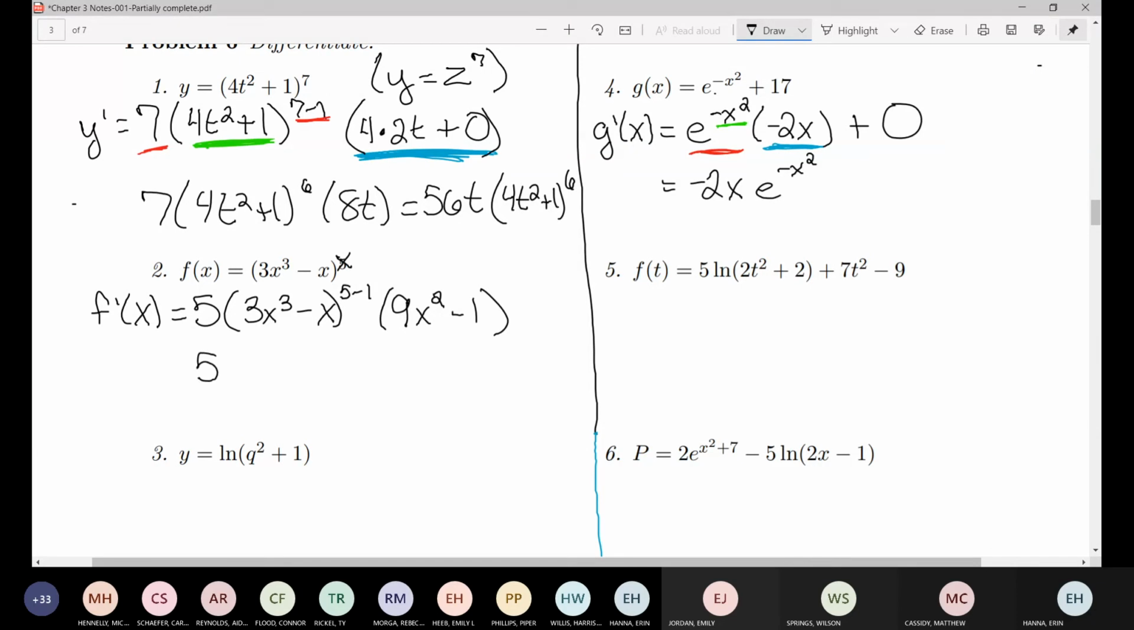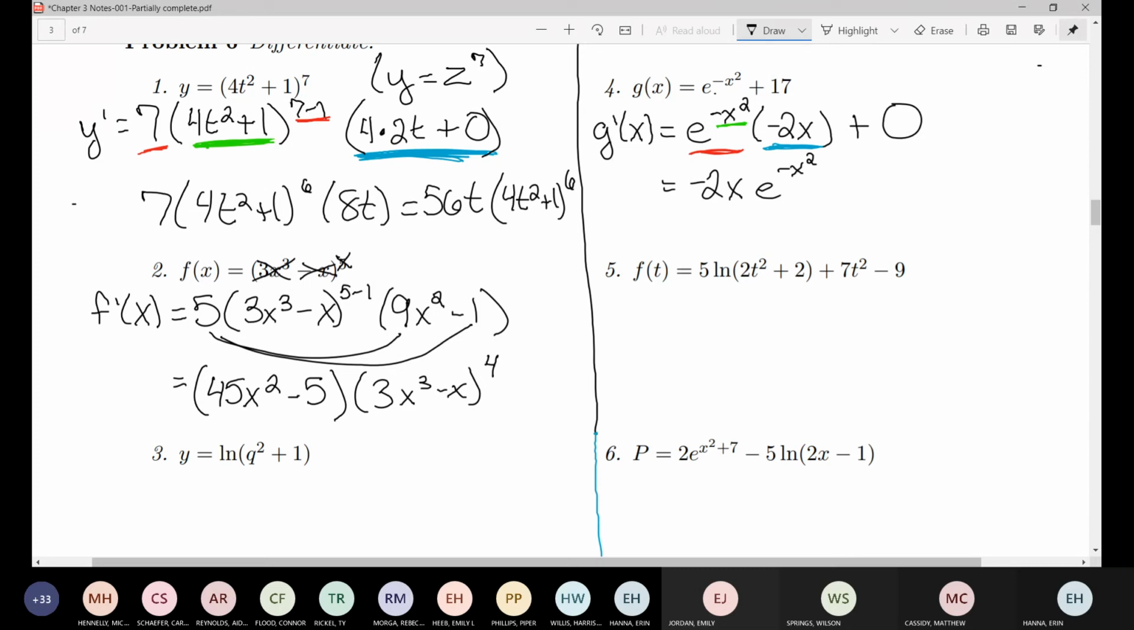If we wanted to clean this up just the tiniest bit, I'll even go a step further. I'm going to distribute that 5 into the parentheses, so 45x squared minus 5, and then 3x cubed minus x to the 4th. Once again, you don't need to simplify if you don't want to, though for chapter 4 we'll eventually want to, but focus on getting the rules down first before worrying about simplification. Sorry, I didn't finish my crossing out. We took the derivative of 3x cubed, we took the derivative of x. There's nothing else to take the derivative of in the original thing. So we're done.